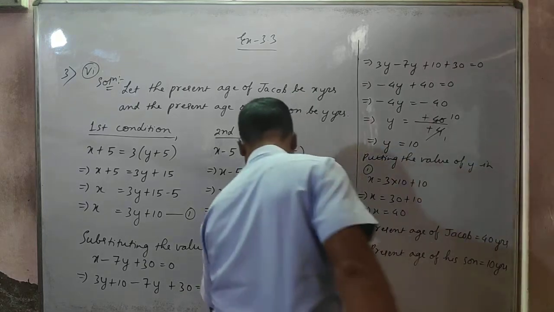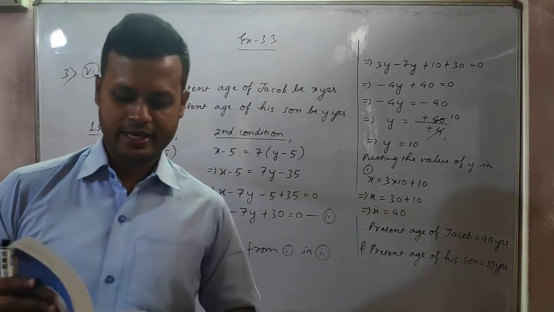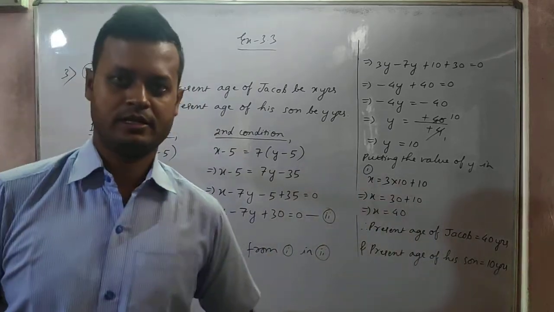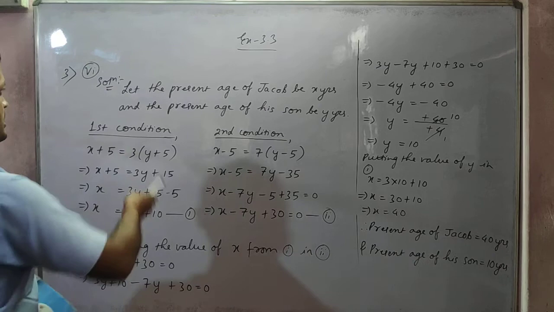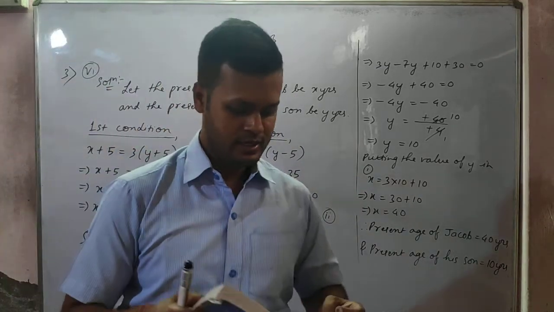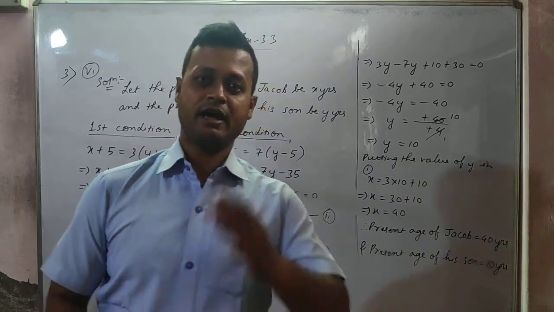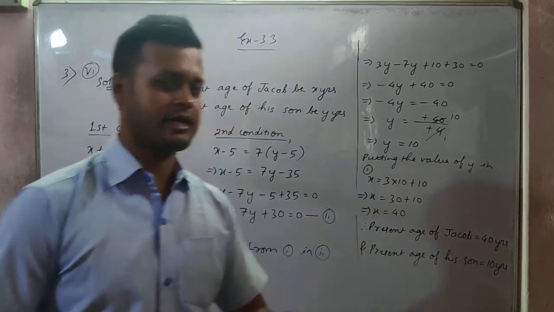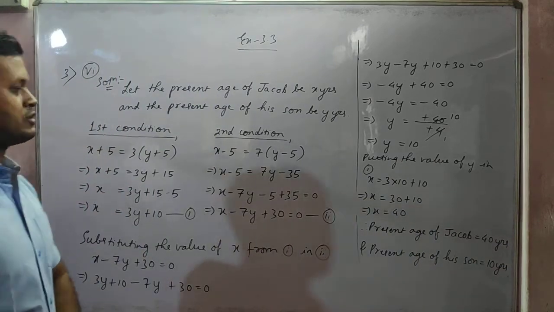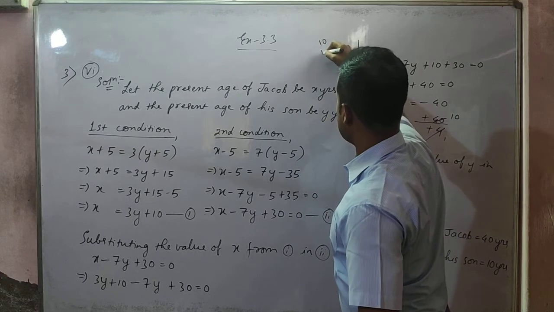So students, let us see this sum very carefully. 5 years hence, the age of Jacob will be 3 times that of his son. That means Jacob is there, Jacob's son is there. Then the present age of Jacob be x years and the present age of his son be y years. So 5 years hence means after 5 years, the age of Jacob will be 3 times that of his son. So if the present age of a child is 10 years, what will be the age?